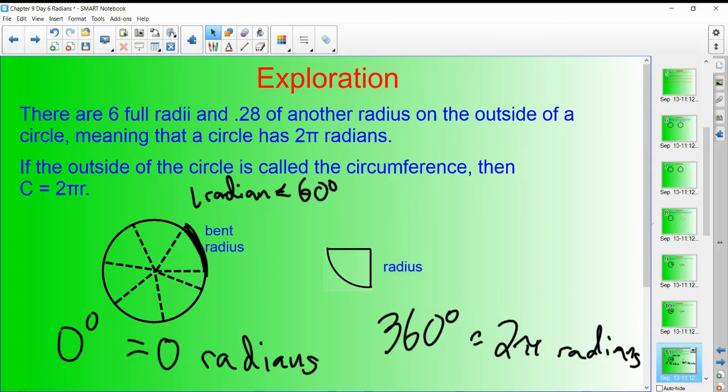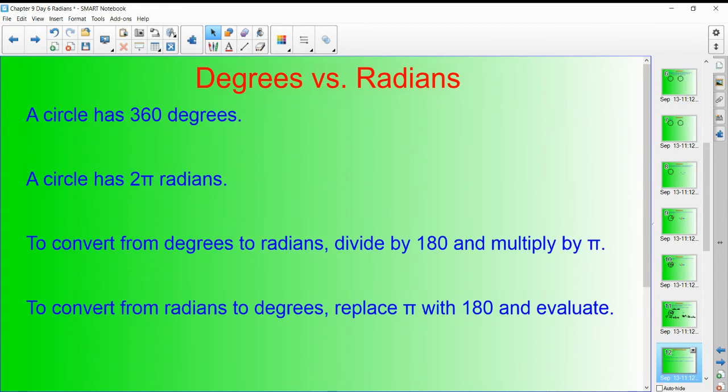So a lot of times when we're measuring angles in circles, we're using radians, not degrees. A circle has 360 degrees. It also has 2 pi radians. These are the same measurement, just different units.